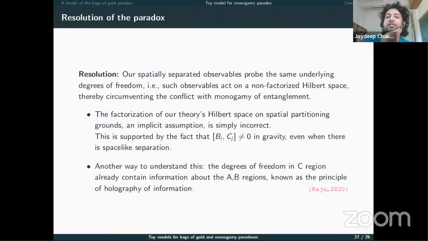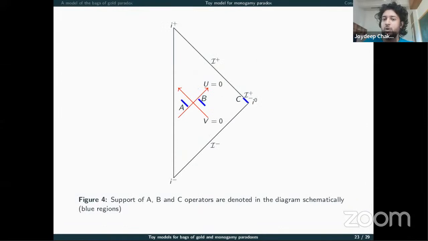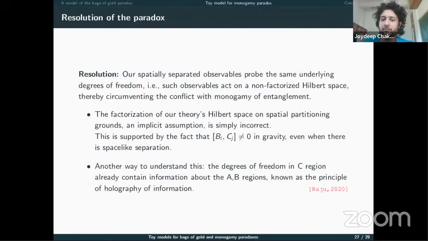Now, the resolution of the paradox is that spatially separated observables probe the same underlying degrees of freedom. That is, such observables do not act on a factorized Hilbert space. One default assumption which went into this construction was that these observables act on a factorized Hilbert space. We assumed that since these regions A, B, and C are space-like separated, this can be thought of as a factorized problem, but it's not so. This circumvents the conflict with monogamy of entanglement, and the factorization of the Hilbert space on spatial partitioning grounds, which is an implicit assumption, is simply incorrect.